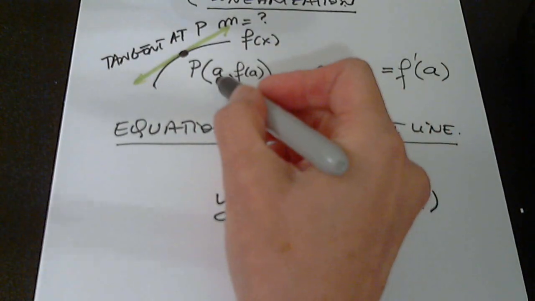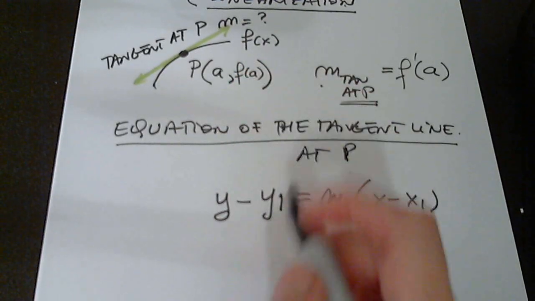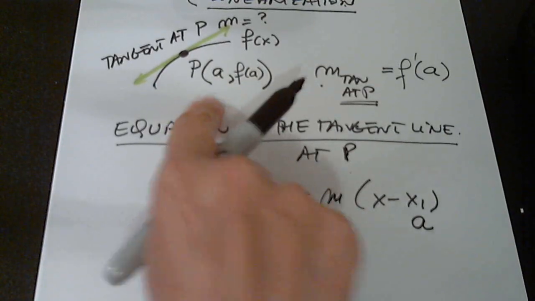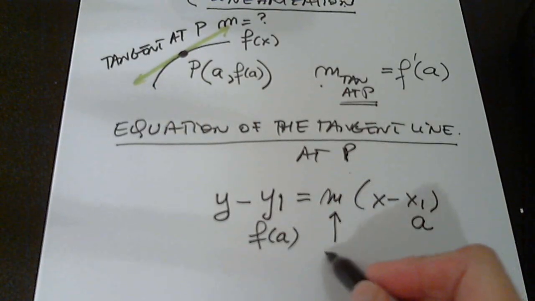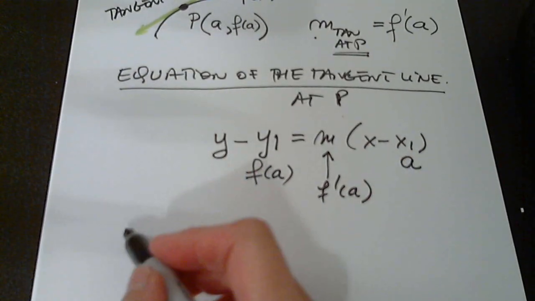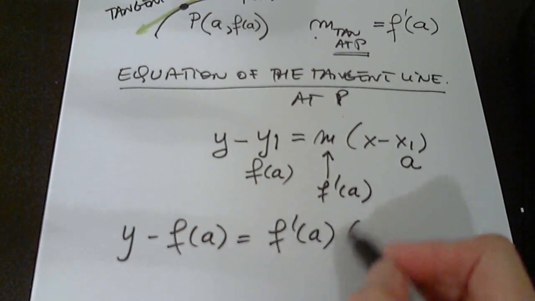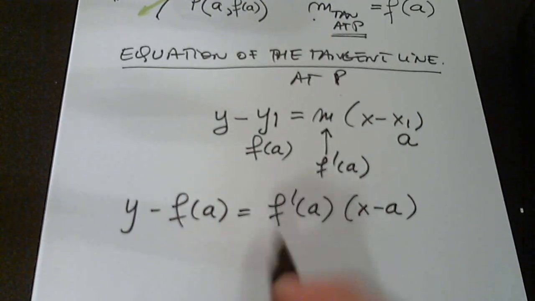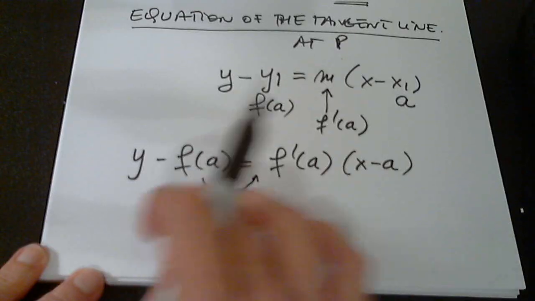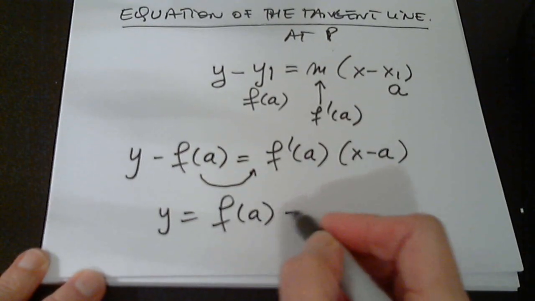Now here's my a, which is x1. Here's my f of a, which is y1. x1, y1 come from the point, and the slope is f prime of a. I replace everything now. y minus f of a equals f prime of a times x minus a. I will put f of a to the other side. It's negative here, and I move it to the other side. It becomes positive.